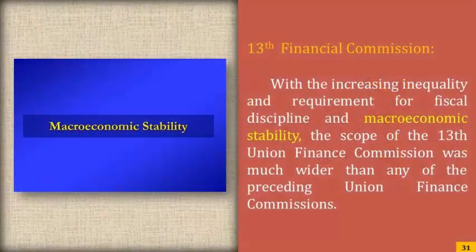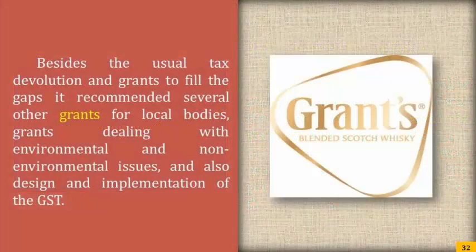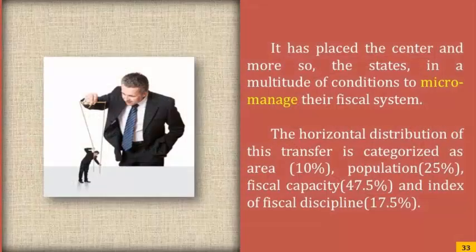Now let's talk about the 13th Finance Commission. With the increasing inequality and requirement for fiscal discipline and macroeconomic stability, the scope of the 13th Union Finance Commission was much wider than any of the preceding Union Finance Commissions. Besides the usual tax devolution and grants to fill the gaps, it recommended several other grants for local bodies, grants dealing with environmental and non-environmental issues, and also design and implementation of the GST. It has placed the centre and more so the states in a multitude of conditions to macro-manage their fiscal system.